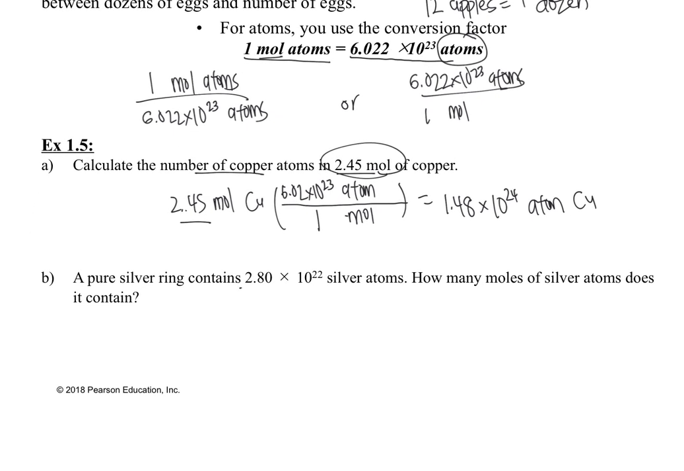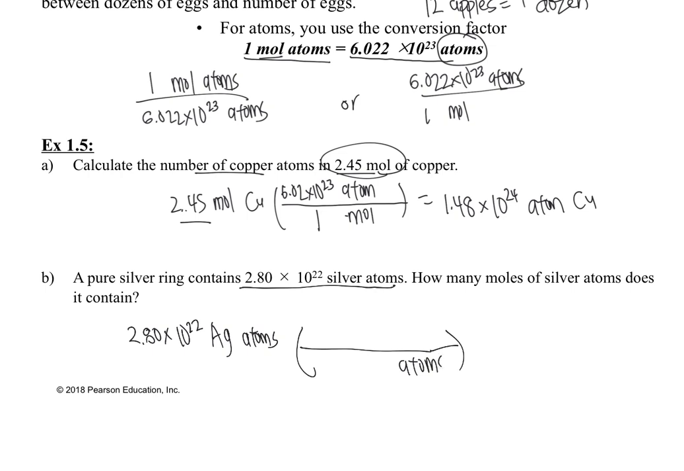Similarly, if I have a large number of atoms, say 2.8 times 10 to the 22 silver, which is Ag, atoms, I want to find out how many moles I have. So I'm going to take that value. I want atoms to come up on bottom to cancel out and moles to come up top. So I'm going to always put 1 with moles and then 6.02 times 10 to the 23rd on bottom. So I should get 0.0465 moles of silver.